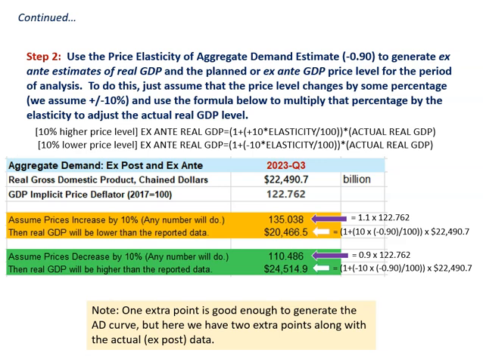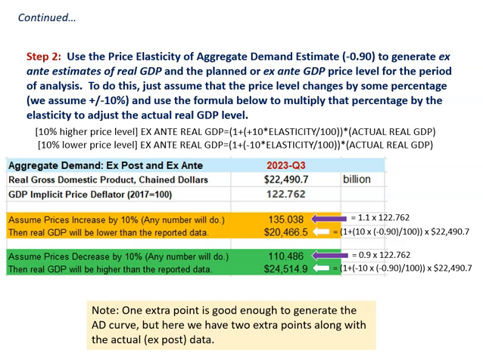So, the price level that is 10% higher than the ex-post or actual reading of 122.762 is 135.038, that is, 1.1 multiplied by 122.762. Similarly, the price level that is 10% lower than the ex-post or actual reading of 122.762 is 110.486, that is, 0.9 multiplied by 122.762. Okay, now that we have those two additional price points, we can use the elasticity measure to calculate an estimate of the ex-ante real GDP data, consistent with those price levels.